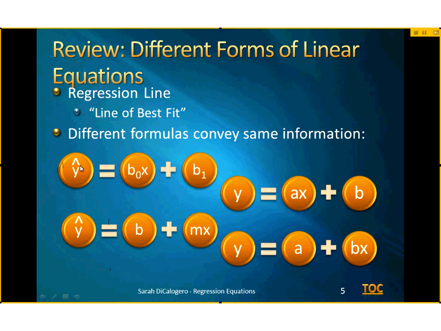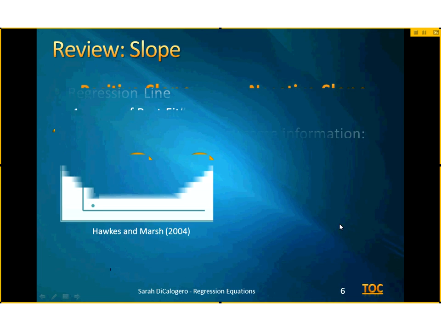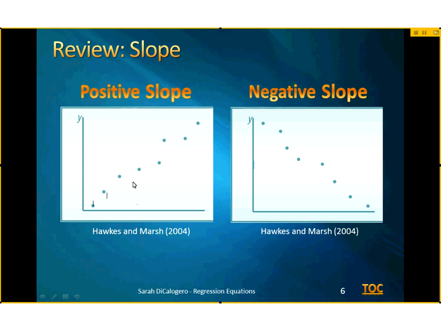This little y hat, which looks like a little caret or hat on top, is the predicted value of y based on the data. Sometimes you see it as ax plus b. Just keep in mind that anything that's attached to your x is your slope, and any number that's by itself is your y-intercept. Review of slope: here's a positive slope. That's telling you that as your x is getting bigger, your y is getting bigger. Negative slope, as your x is getting bigger, your y is getting smaller.